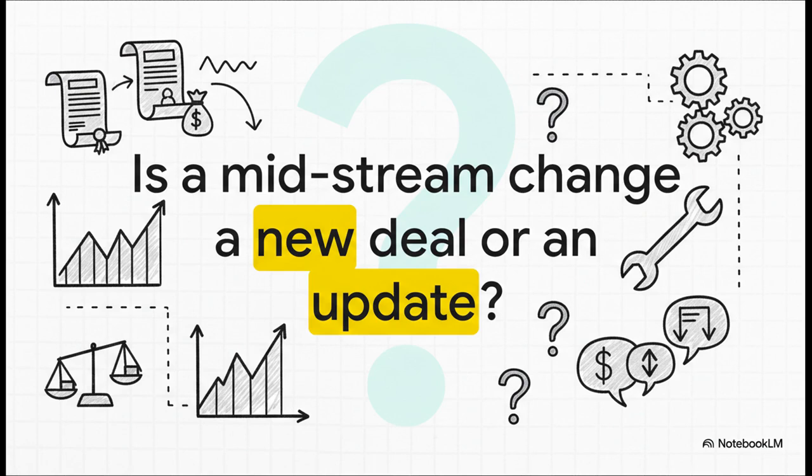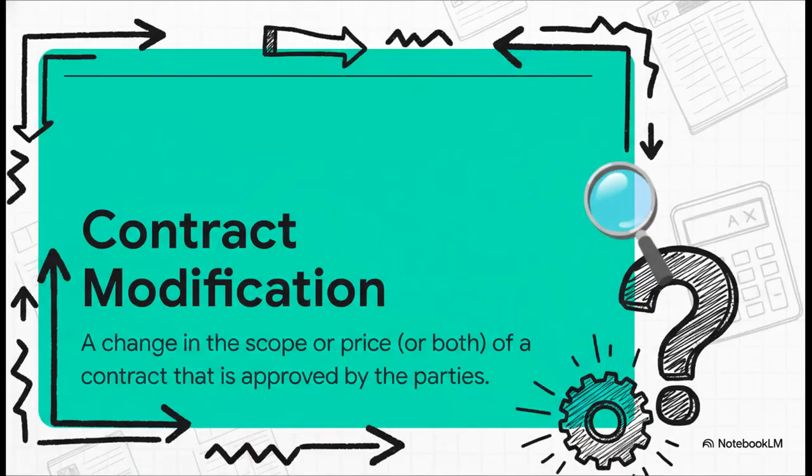Well, it's not a guess. There's a very clear process to follow. In accounting speak, this is what we call a contract modification. It's basically any approved change to what you're delivering, the scope, or what you're getting paid, the price. And trust me, getting the accounting right from here on out is absolutely crucial.